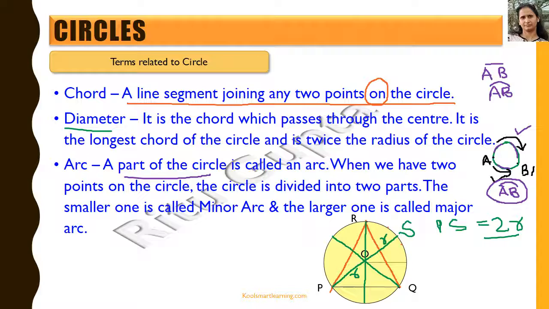When we write this, it normally represents the minor arc AB. And if we have to talk about the major arc AB, we mark another point in between, say for example C, and we'll call it arc ACB, to be clear that we are not talking about the minor arc AB, we are talking about the major arc.